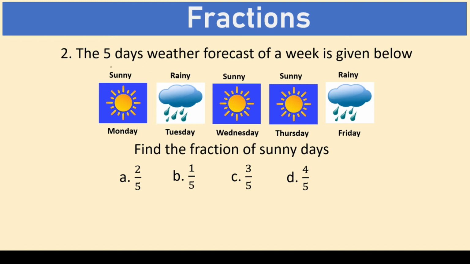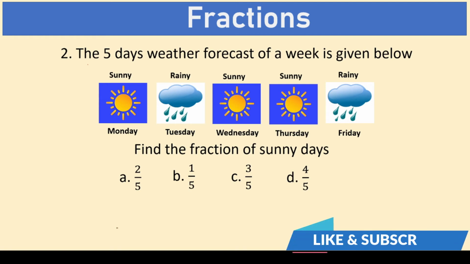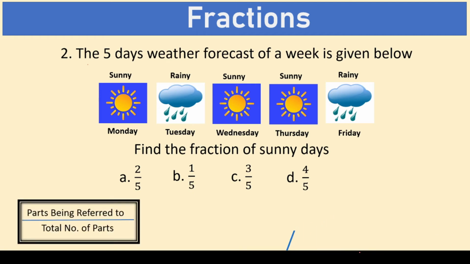The next question reads, the 5 days weather forecast of a week is given below. Here there are some pictures of the days when it's sunny and rainy. We need to find the fraction of sunny days. Now remember, to find a fraction, we need to find the numerator, which is the parts being referred to, and the total number of parts.